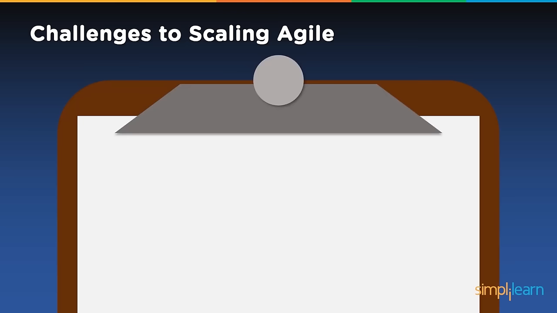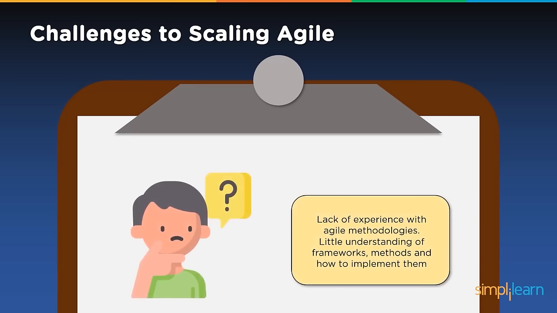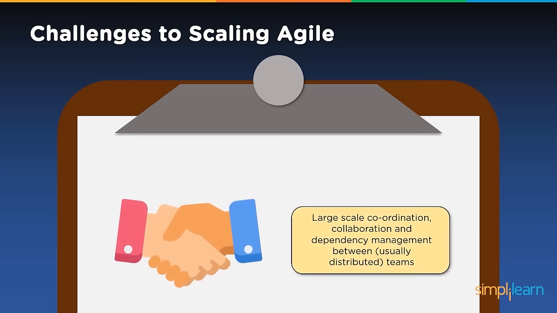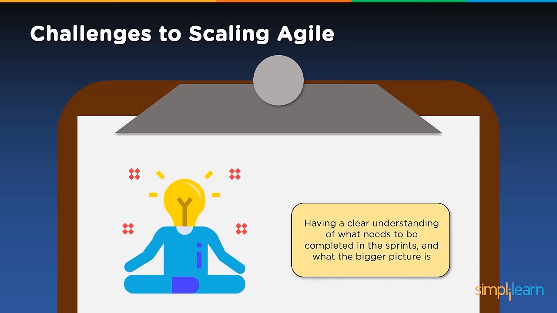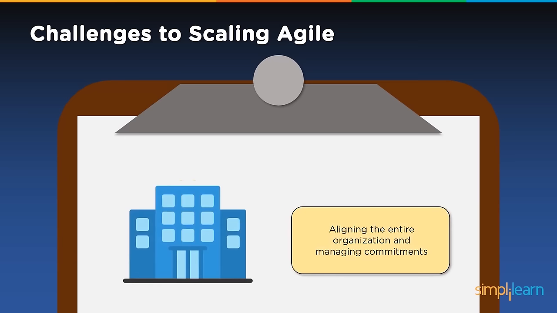The challenges which the practitioners actually faced were, one, lack of experience with Agile methodologies, little understanding of frameworks, methods, and how to implement them. Next, large scale coordination. When it was a specific small project, implementation of Agile and then going forward, all those frameworks I mentioned earlier, were easy. But the moment you want to scale to a bigger organization and complex environment, the coordination, collaboration, and dependency management between usually geographically distributed teams was challenging. And thirdly, having a clear understanding of what needs to be completed in the sprints and what the bigger picture is. Fourth, aligning the entire organization and managing commitments.